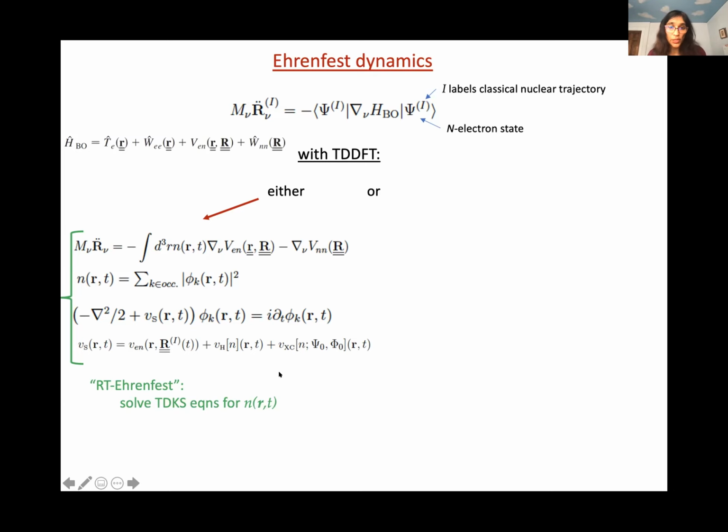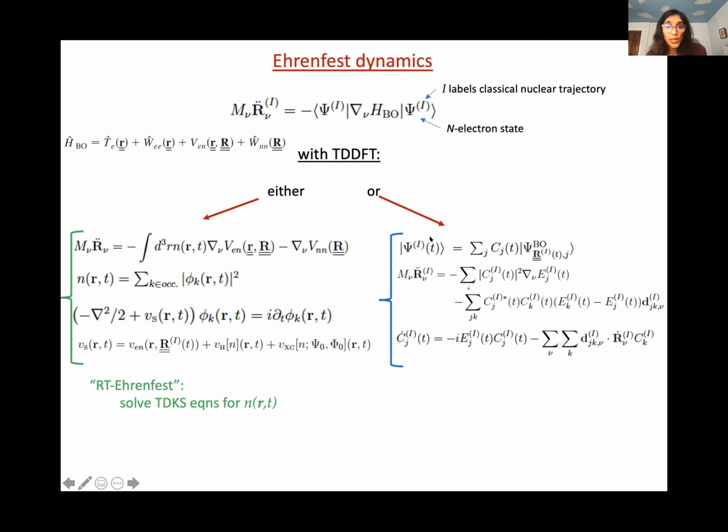All right, so you'd have to have an approximation for this. But another formulation is where you take your many-body state and make an expansion in terms of Born-Oppenheimer states for each nuclear configuration at each time. And then if you plug this into this equation here, and do the math, you get this weighted force term, and then you get these couplings which depend on the non-adiabatic coupling between two electronic states. And you get an equation for the electronic coefficients.